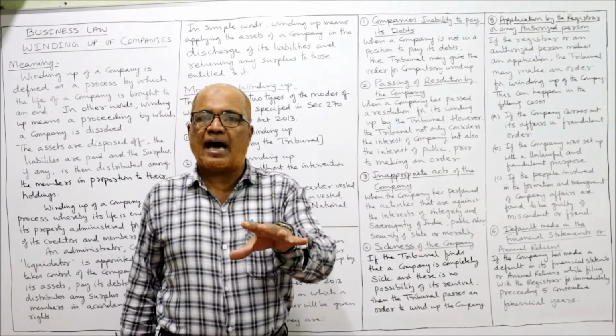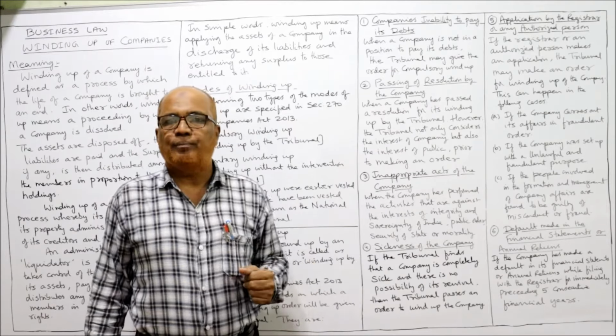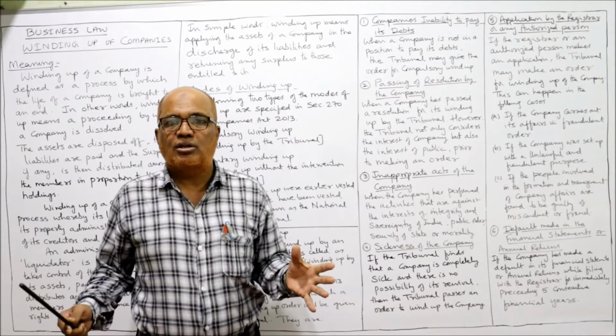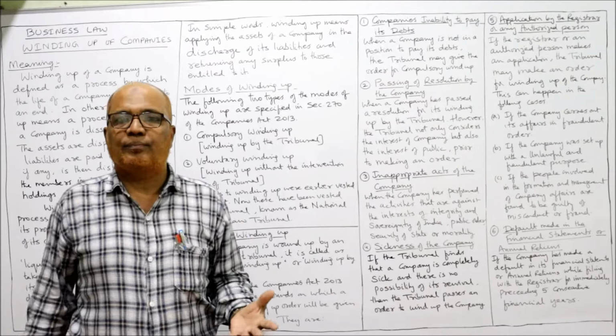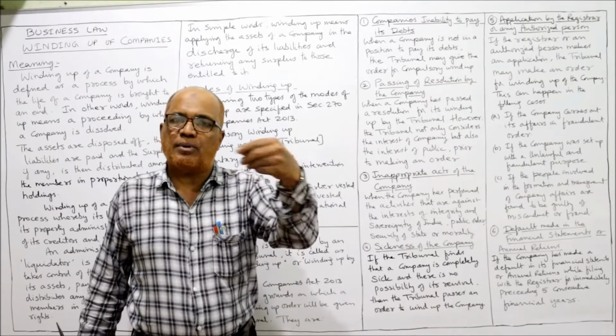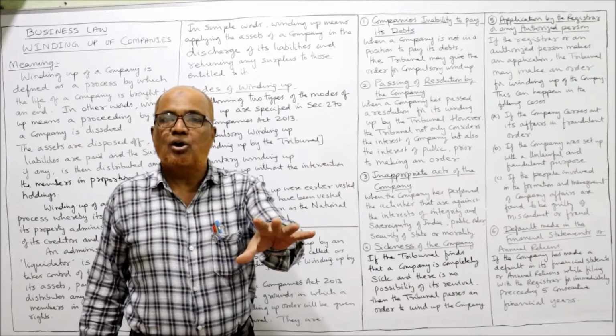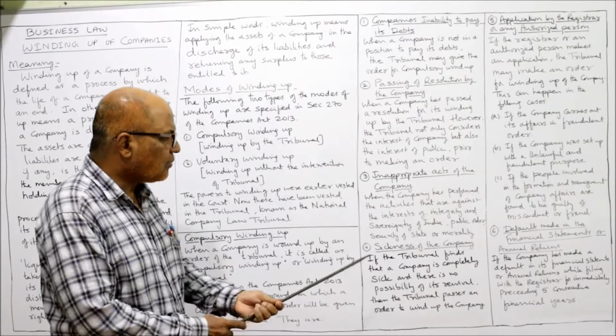Suppose the company's activities are against the integrity, sovereignty, or security of the state, or public order, or morality. In those cases, the court may order that this company must be wound up because its activities are fraudulent and inappropriate.